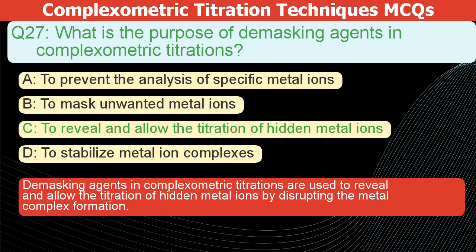The correct answer is C. Demasking agents in complexometric titrations are used to reveal and allow the titration of hidden metal ions by disrupting the metal complex formation.